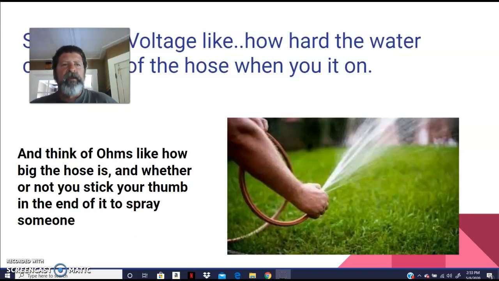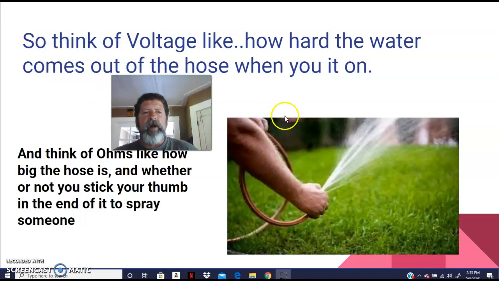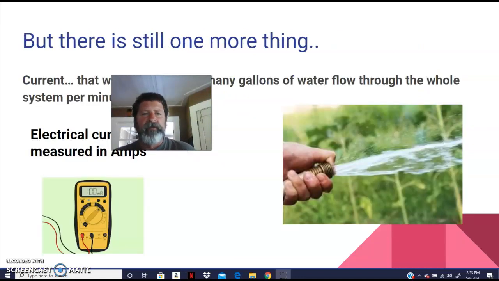Okay? So think of voltage like how hard the water is coming out. If you take a fire hose and point it at somebody, you're going to blow them backwards. That's going to be like voltage. And then think of ohms like how big the hose is. So a little tiny hose would keep electrons from flowing through it, like a little tiny wire. If you were to stick your thumb in the end to spray somebody, that's going to give you even more resistance, more ohms, and increases your voltage too.